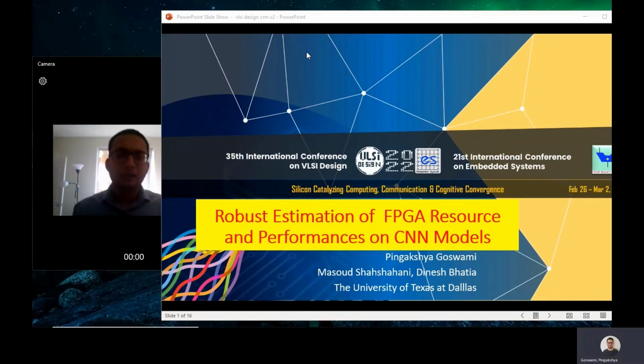Hello everyone. Today I am going to present my work on robust estimation of FPGA resources and performance from CNN models. In this work we have created a two-stage post-route QoR estimation tool for CNN architecture using machine learning. The first stage is a global predictor and the second stage is a detailed predictor.